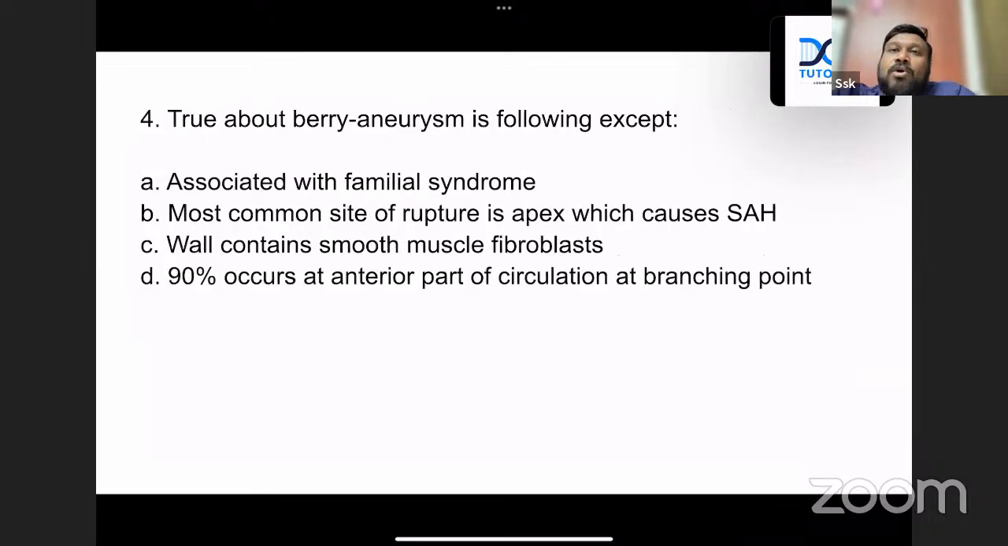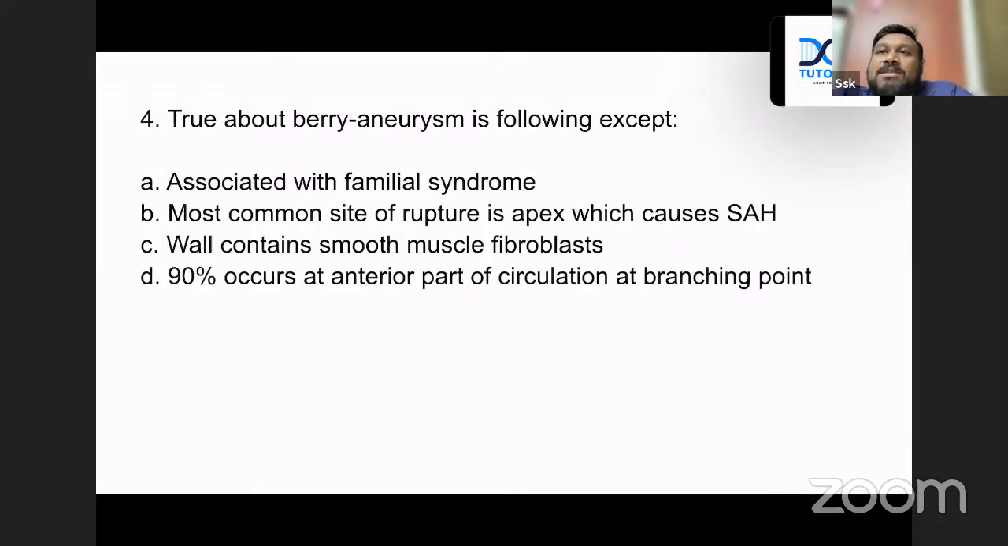All right. So true about berry aneurysms is of all of the following except. So berry aneurysms, like I told you, they are tiny aneurysms. They happen in hypertensives, and they can be associated with familial syndromes. And the most common site of rupture is always the apex or the dome of the aneurysm. That is always going to rupture and is going to cause SAH or ICH or IVH, whatever it could be. And majority of the aneurysms will happen in the anterior part of the circulation at the branching point.